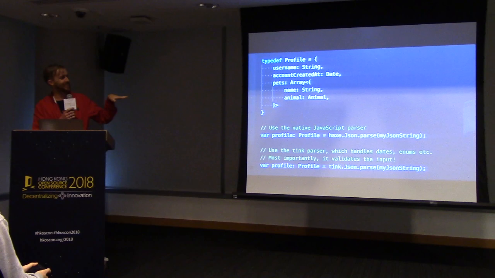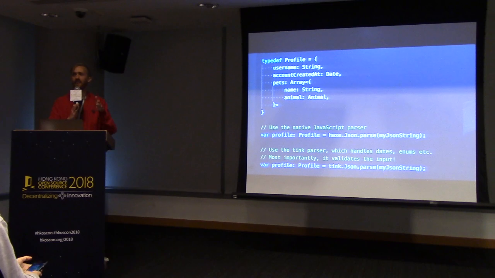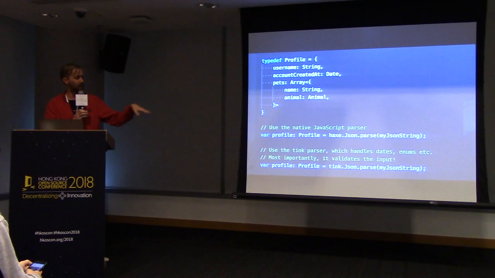So tink.json, imagine you've got a type, like just an anonymous object type called profile. It's got a username, it's got a date, it's got an array of the pets you have, because every website obviously needs you to list your pets. With the native JavaScript parser, if you said var profile equals haxe.json.parse, that would just do a standard JavaScript parse. And when it does that, it will put in whatever the object in the string was. So you could have data from something completely different. You could have your banking history, and it would just put it in there and you wouldn't know any better.